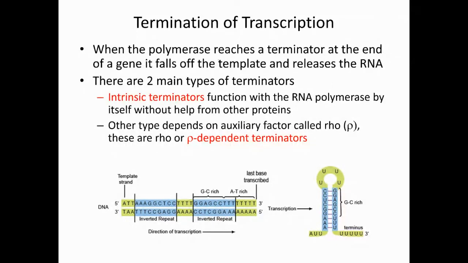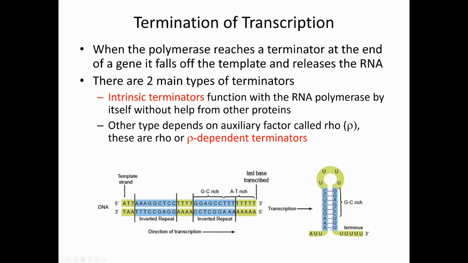One, the intrinsic terminator. The intrinsic terminator means that in the DNA sequence, right, they have this GC-rich region and also the poly T tail here. So once they transcribe this region, the messenger RNA will have the GC-rich region and then the poly U terminus. And this GC-rich region will form a secondary structure. Okay, we have a stem and loop, the hairpin.